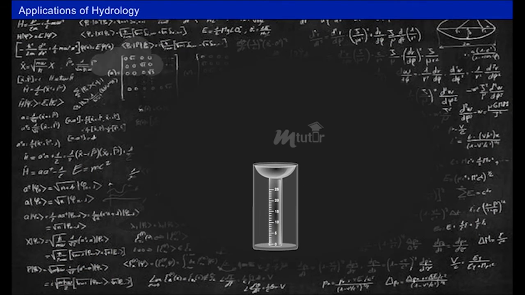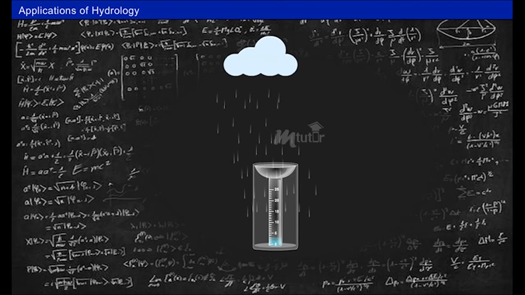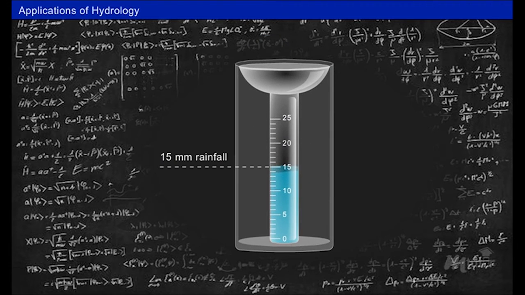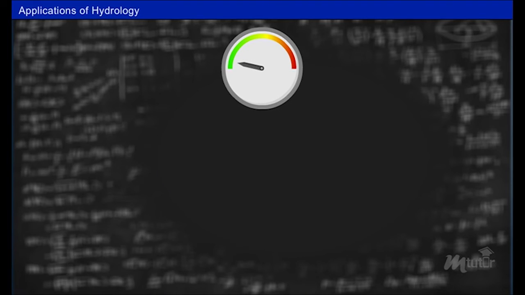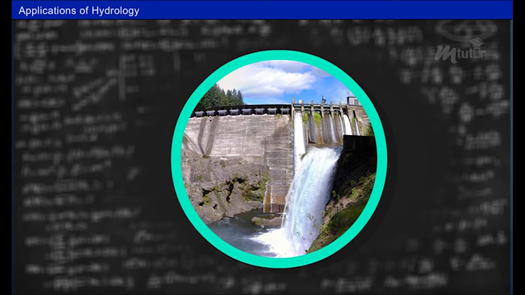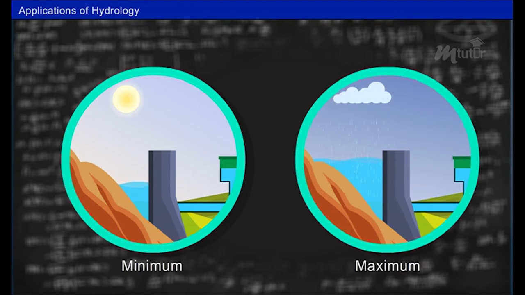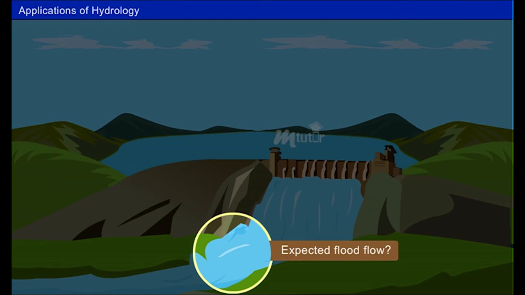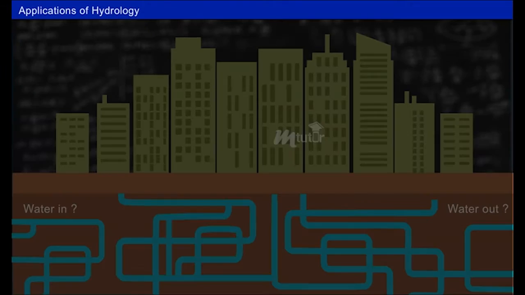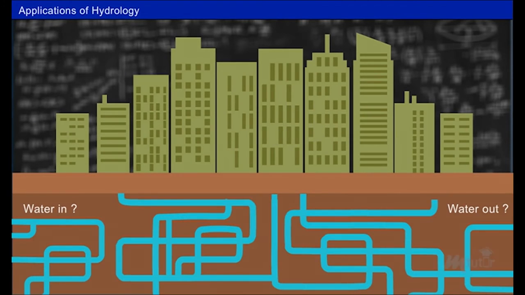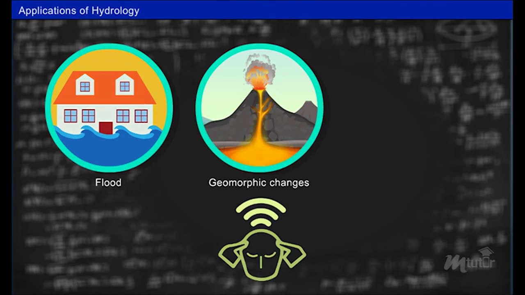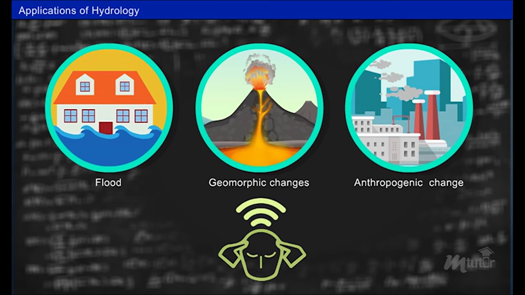The equations, mathematical principles, and techniques in hydrology are used for calculating the amount of rainfall for a particular area, to find capacity of structures such as dams and reservoirs, to understand the safe disposal of excess water in structures, to calculate the minimum and maximum availability of water in a particular area at different climatic conditions, to determine the expected flood flow over the spillway of the structures, to determine water balance for a particular area, to predict flood, geomorphic changes, anthropogenic environmental change, etc., and much more.